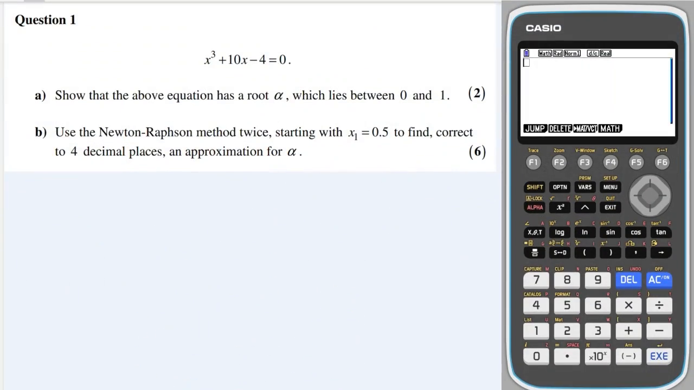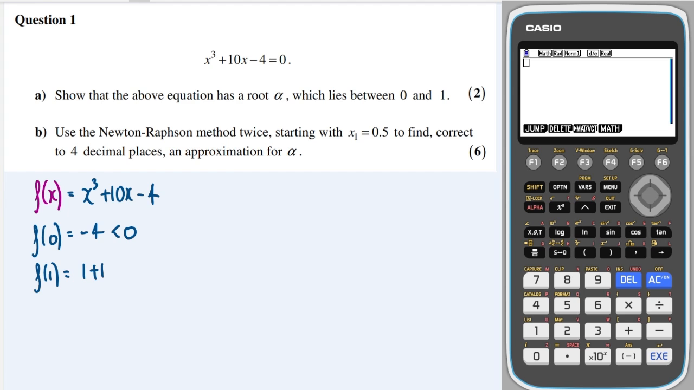MADAS the goat. It's like a Newton-Raphson question, and it says show that the above equation has a root alpha which lies between 0 and 1. Classic. Well, we're going to say f of x is equal to x cubed plus 10x minus 4. We're then going to sub in f of 0, and we're just going to get minus 4, which is negative. And we're going to sub in f of 1, and that is going to give us 1 plus 10 minus 4, which is 7, which is positive.